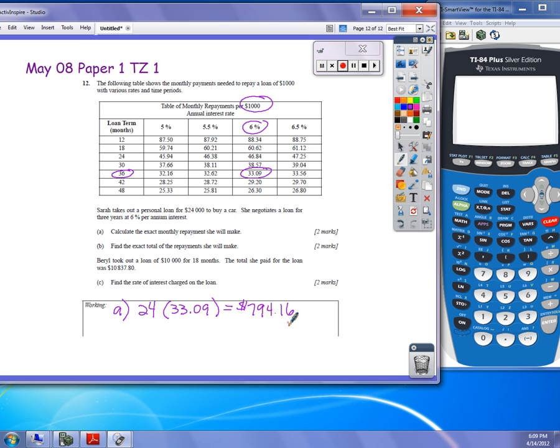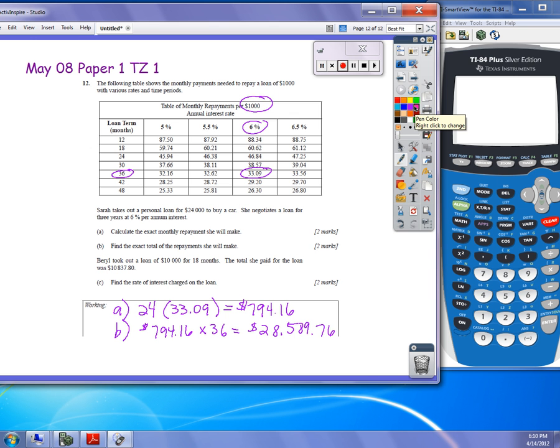For part B, we want to find the total amount of payments that she makes. Well, she's going to be paying $794.16. That seems like a big monthly payment for a car. And that's going to be for 36 months. So the total amount that she ends up paying for her car is $28,589.76.